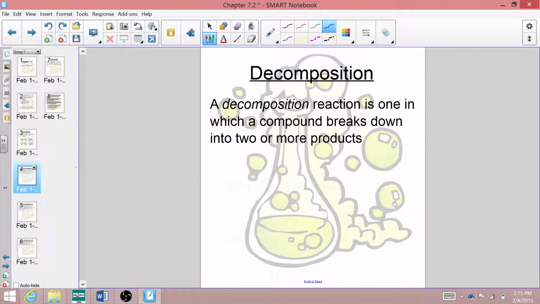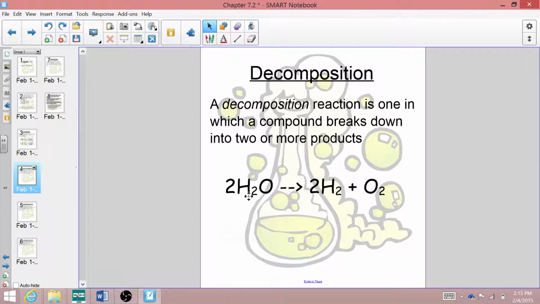Decomposition reactions are exactly the opposite. This is where we have one reactant and it breaks down into 2 or more products. So an example of this is water. Water, H2O, is one thing that consists of atoms of different elements. And through its decomposition reaction, the oxygen and the hydrogen will actually separate, and we're left with 2 separate elements here, hydrogen and oxygen.